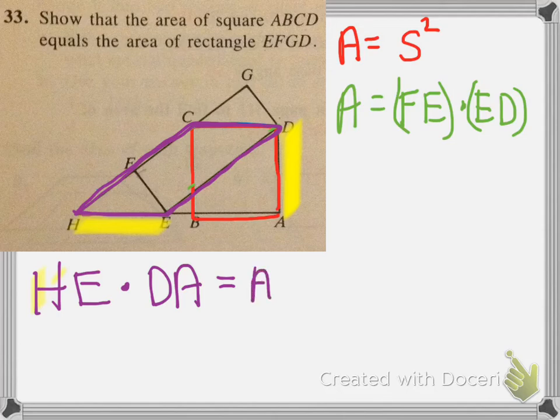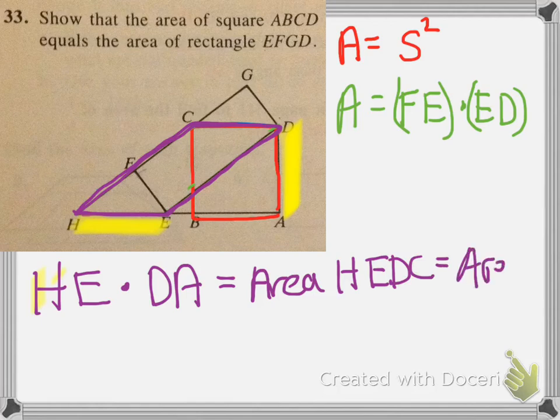So that's the area of the parallelogram HEDC, which equals the area of the rectangle EFGD. Now, if we could get HE equal to one of the sides in the square, we would be golden. Well, it is.